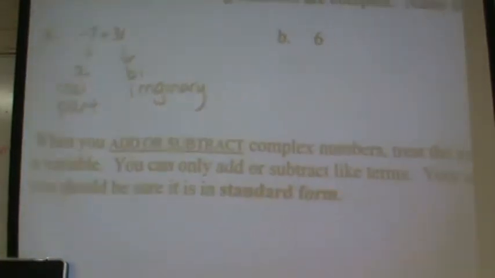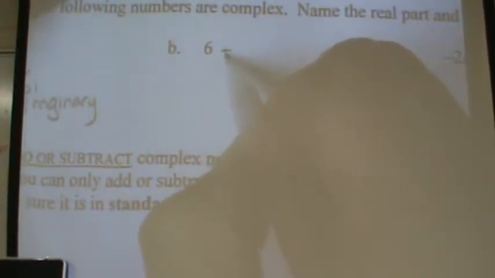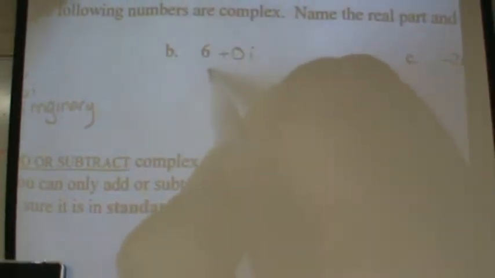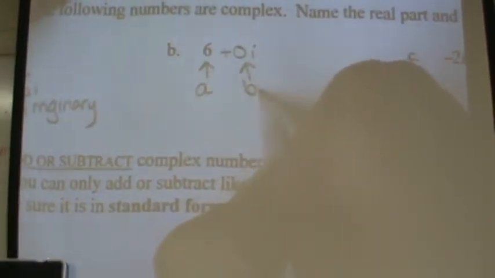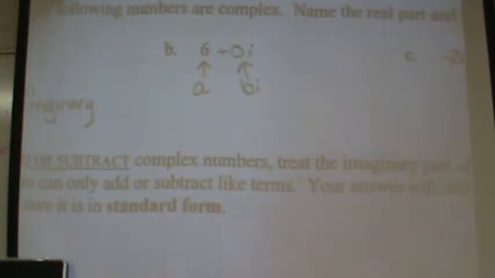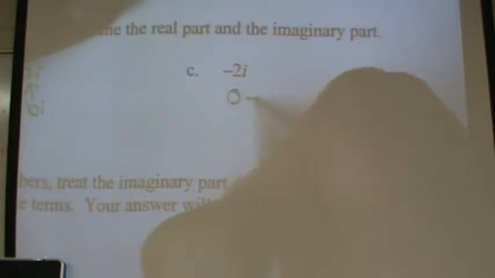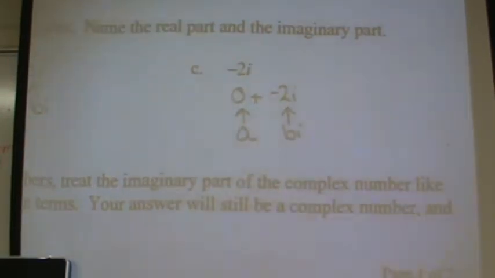Now look at letter B. Can you write this as a complex number? Yeah, you can. 0i. So 6 would be the real part, that would be the a, and bi would be the 0i. How about C? What's the real part? 0. And the imaginary part, that's your bi. So a is 0, and the bi is negative 2i.